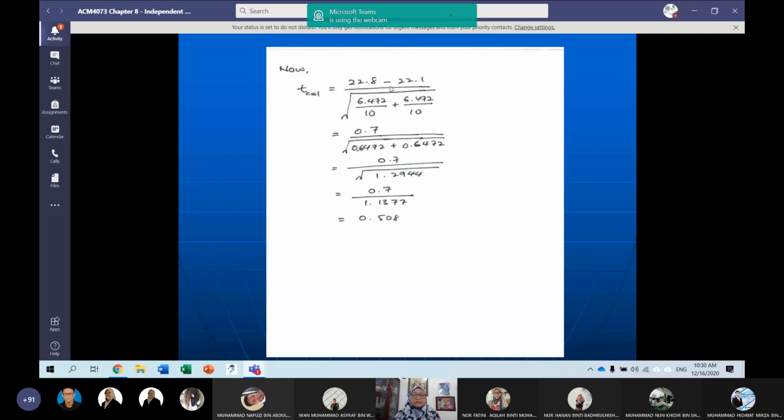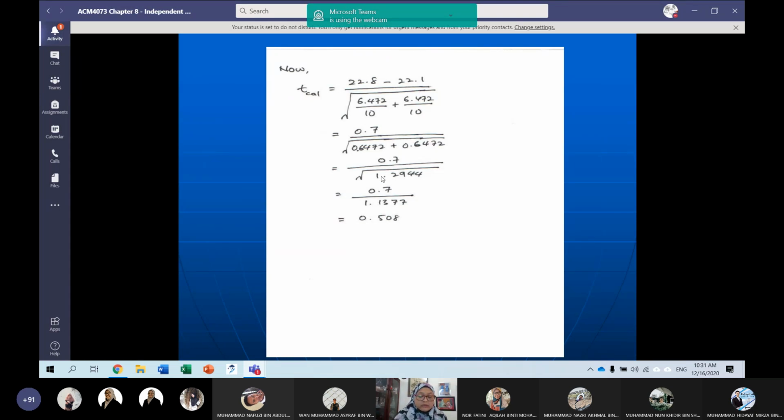Now let's see the calculation below. 6.472 divided by 10 is 0.6472, plus 0.6472 is 1.2944. We have to do it one by one; you don't do everything straight. Now leave the 0.7. We have to take the square root of 1.2944, which is equivalent to 1.1377.